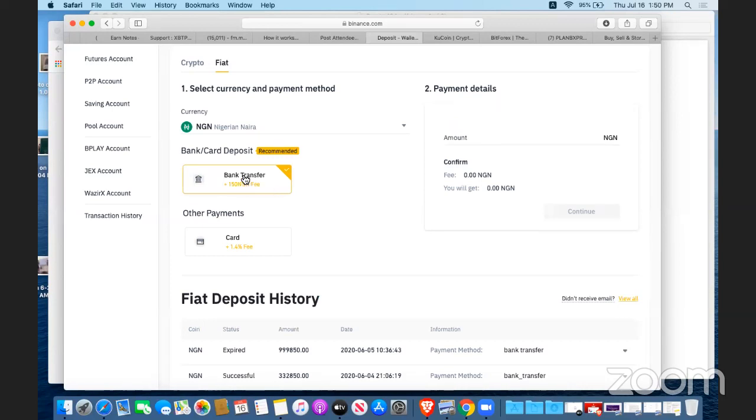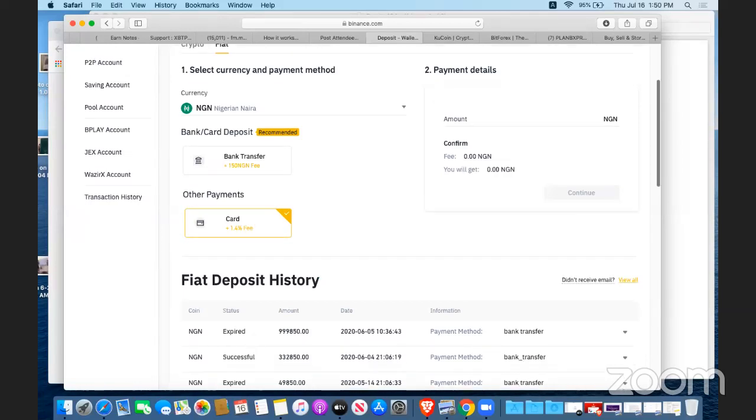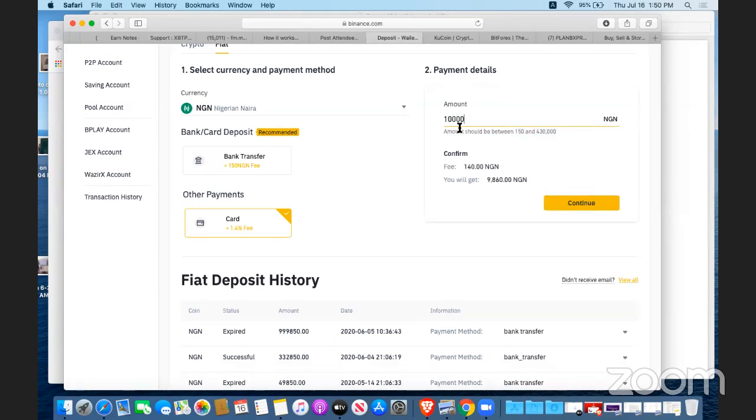Now, most people go and use card. Don't use card. But if you're sending little money, anything less than 10,000 naira, let's say 10,000 naira, you're going to be charged 140 naira because that's 1.4% of what I'm sending. But anything from 20,000, don't use card. Look at 20,000 naira, if you use card, you're going to be charged 280 naira.